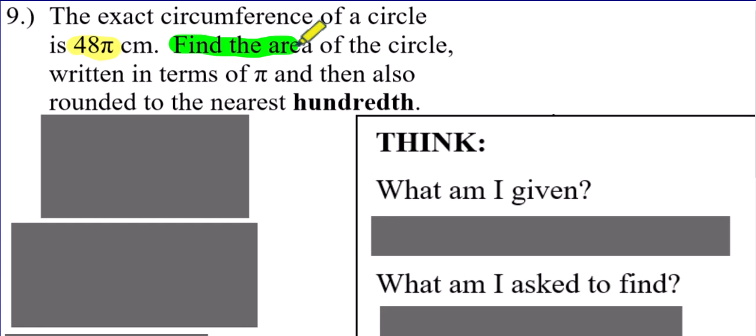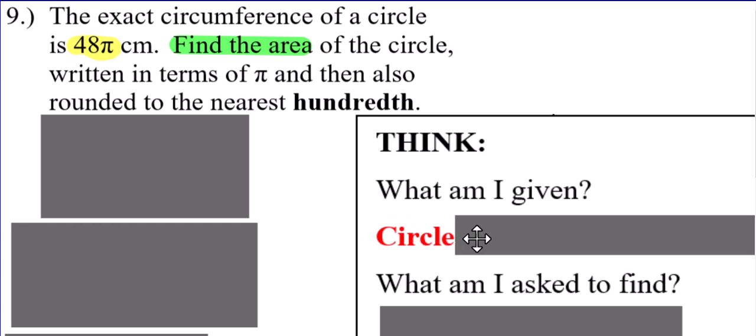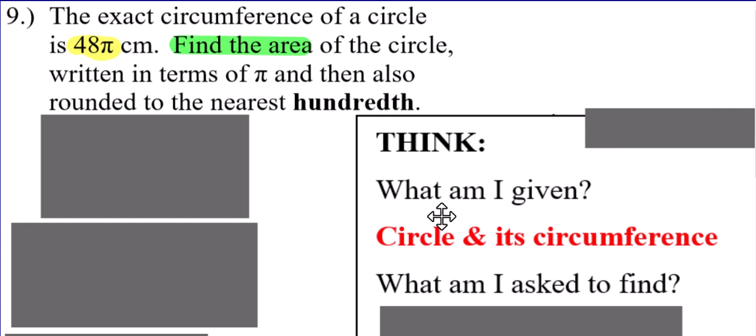Wow, that's a little different. Written in terms of pi, and then also rounded to the nearest hundredth. Okay, so what are we given? Pencils ready? We were given the circumference, and that's part of a circle. So, we're not given a circle, but that deals with a circle. The circumference, 48 pi, that's what we're given.